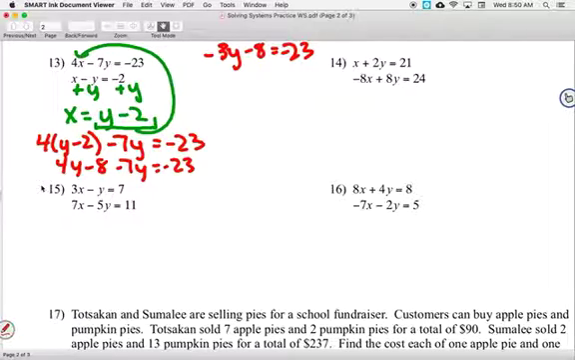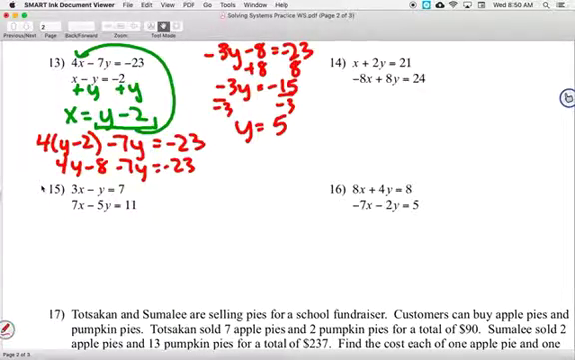Okay, I'm going to add 8 to both sides. So I have negative 3y equals negative 15. And finally divide by negative 3. So y is equal to 5.